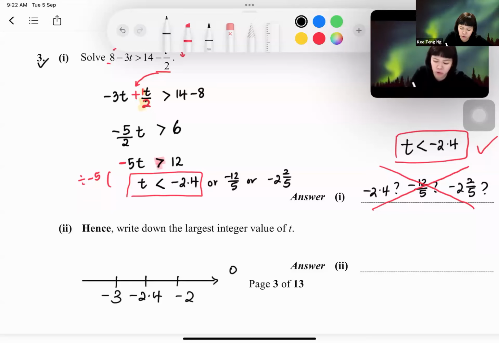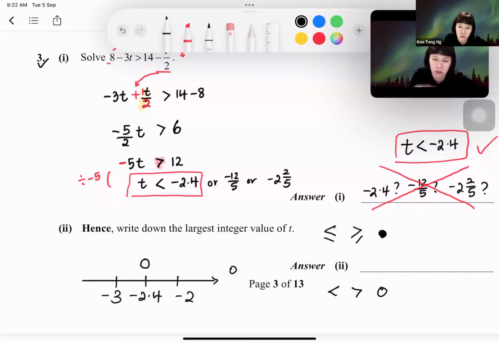negative 2.4. This is a smaller than, so it's an empty circle, not a solid circle. If you have an equal sign, this type, then you'll have a full solid circle. If you have the empty ones, this type, with no equal sign, this will be the empty circle. So they want smaller than, so t is inside this range.